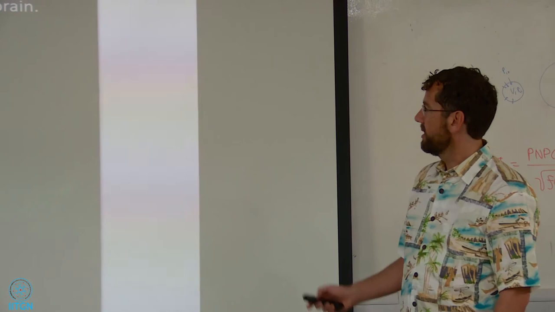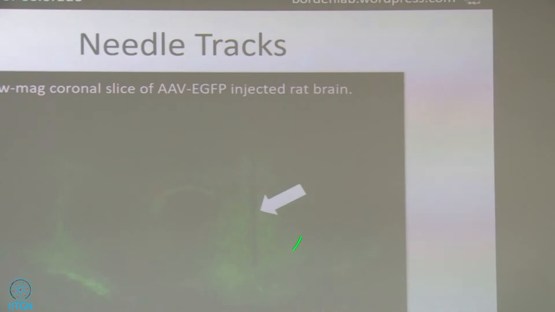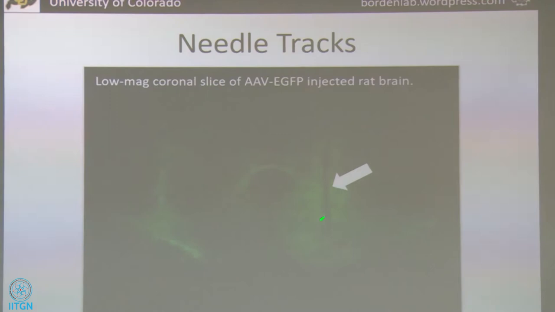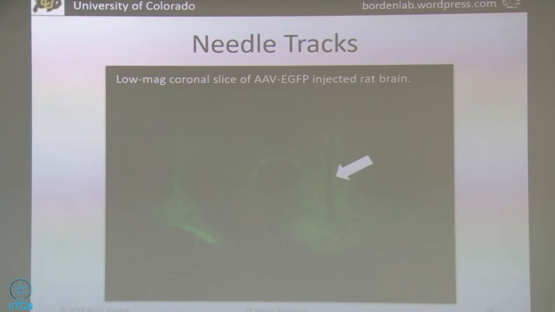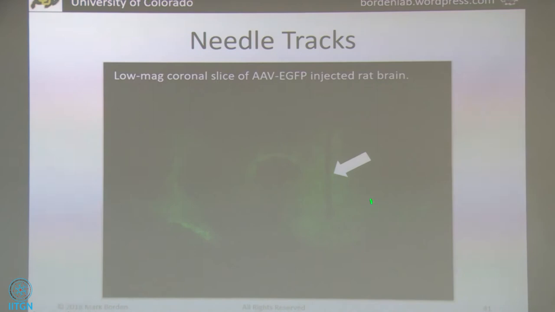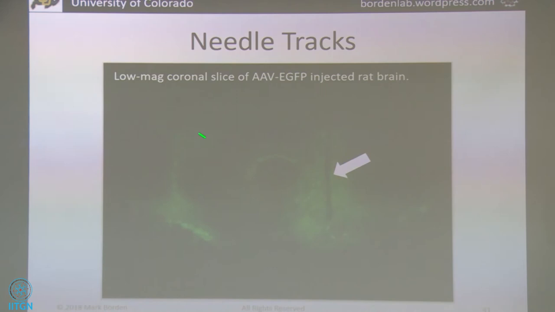This is a picture of a needle track. We got this from our collaborators at NIH. They transfected a brain, a rat brain. And before they worked with us, they did a lot of these intracranial injections. And this is a needle track that's left behind. To get successful transfection of the brain, you even get passage across the corpus callosum to the other hemisphere. But the needle track is so prevalent up here.